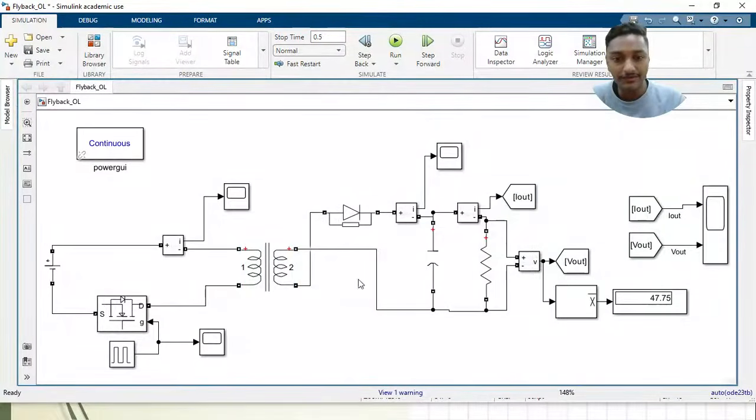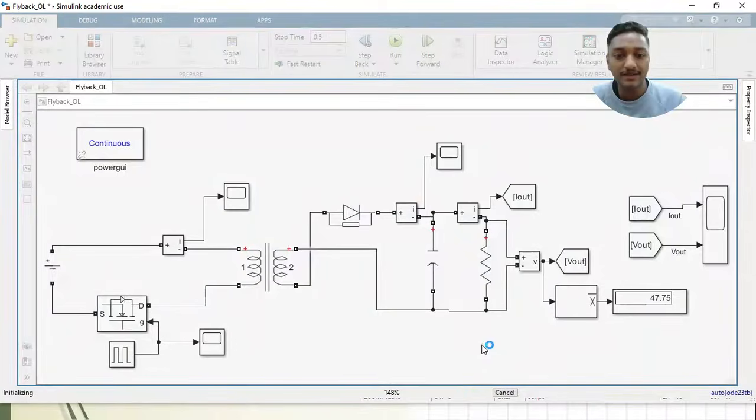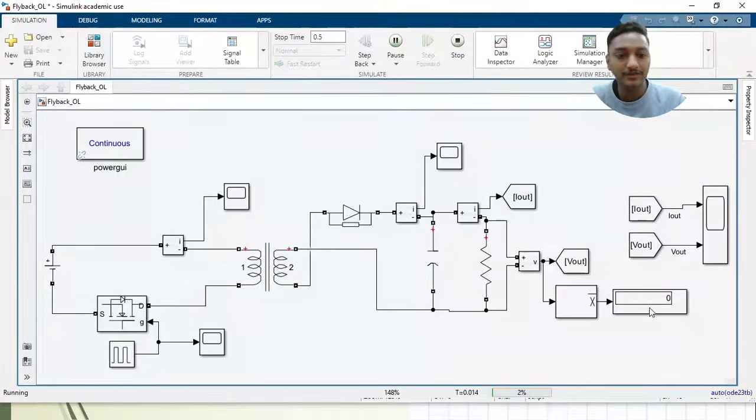Okay, and once all the things are done, I have just run the simulation for you. So running the simulation, you can see what output I'm getting. It is taking a bit of time. My output requirement is 50 volt, but now you can see that its steady state value reached 47.75, some average value.